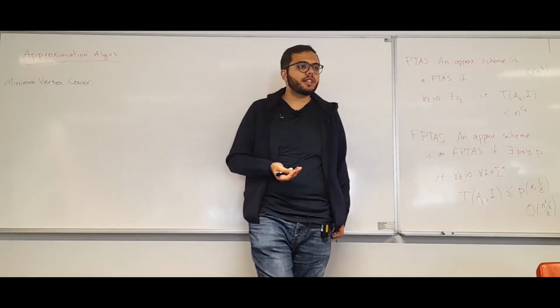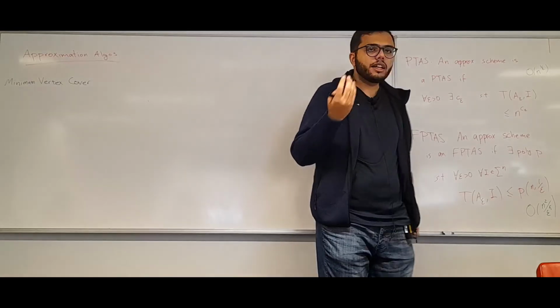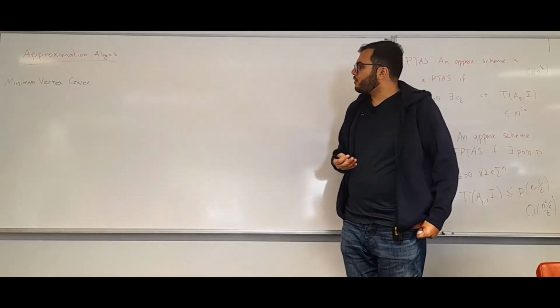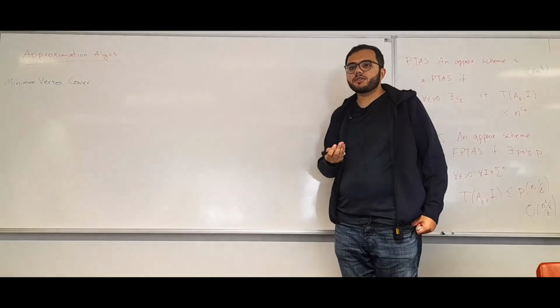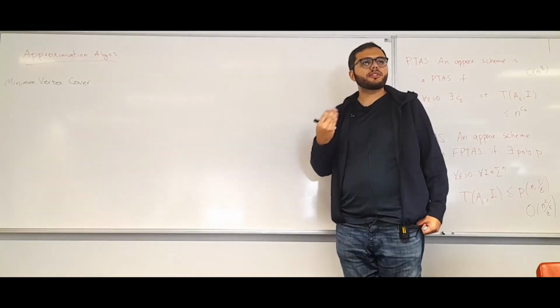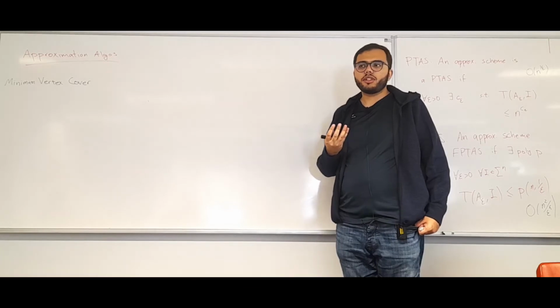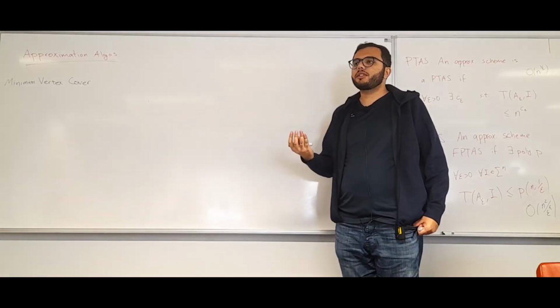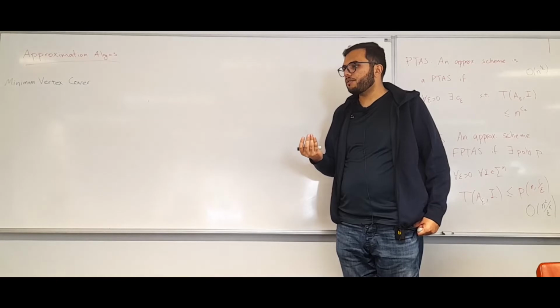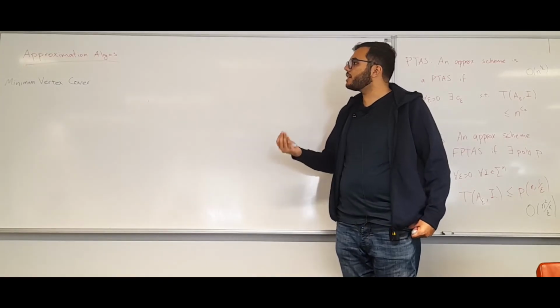So maybe I want an algorithm that gives me, let's say, 5 times as many vertices. So it gives me a vertex cover, but it's not optimal. It has maybe 5 times more than it should have, right? Or maybe the approximation ratio is not constant. Maybe I have an algorithm that gives me log n times optimal.